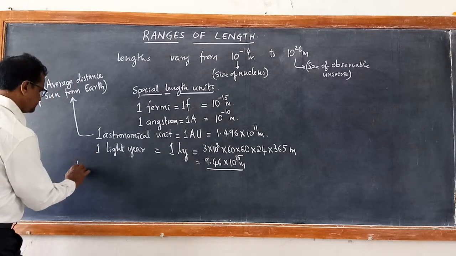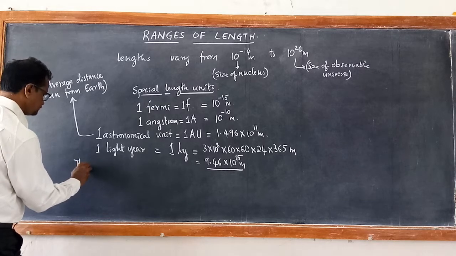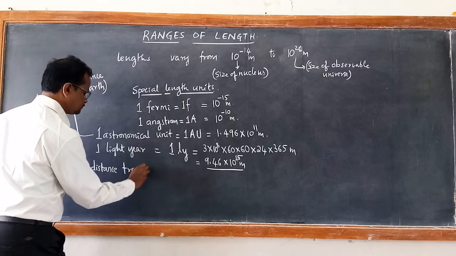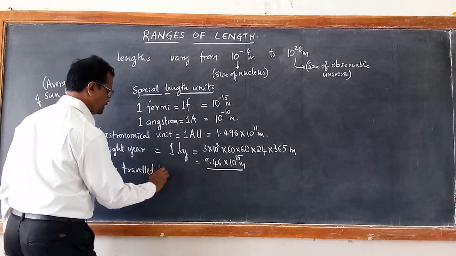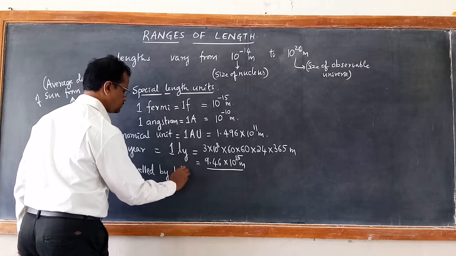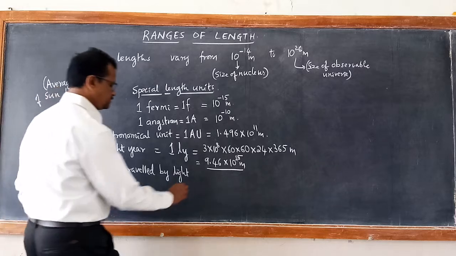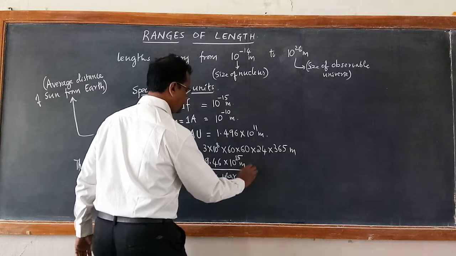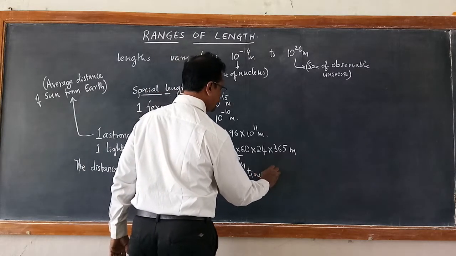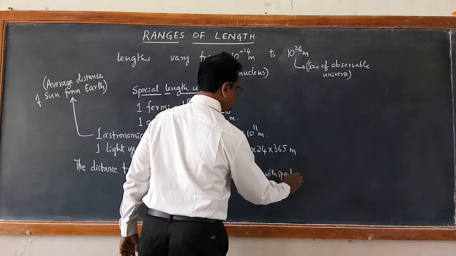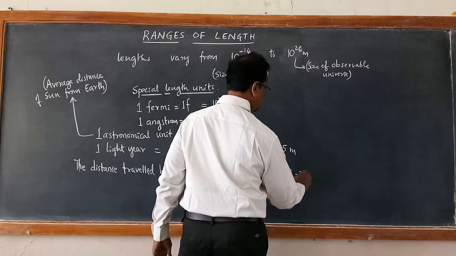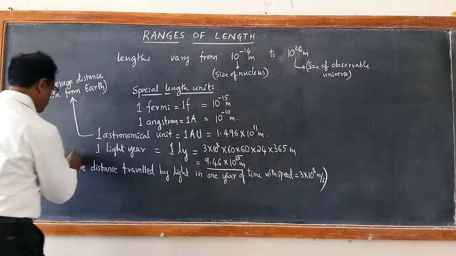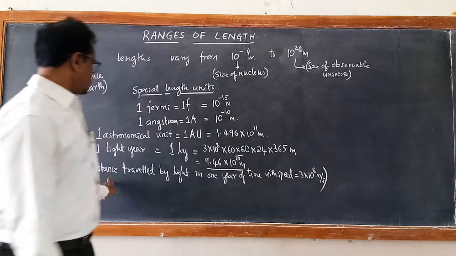How do you define light year? By light. Distance traveled by light in 1 year of time with the speed equal to 3 into 10 to the power of 8 meter per second. This is how we define what is 1 light year. This is the meaning of 1 light year.